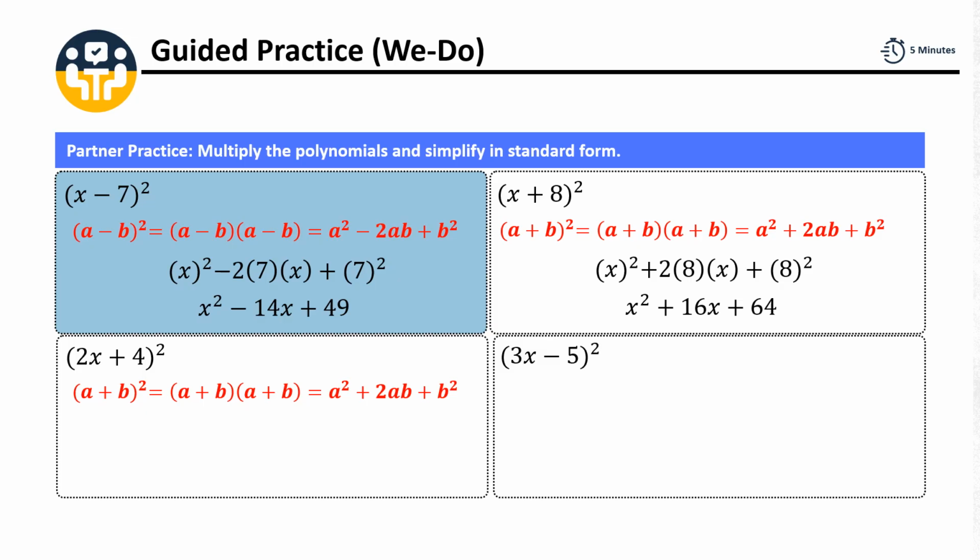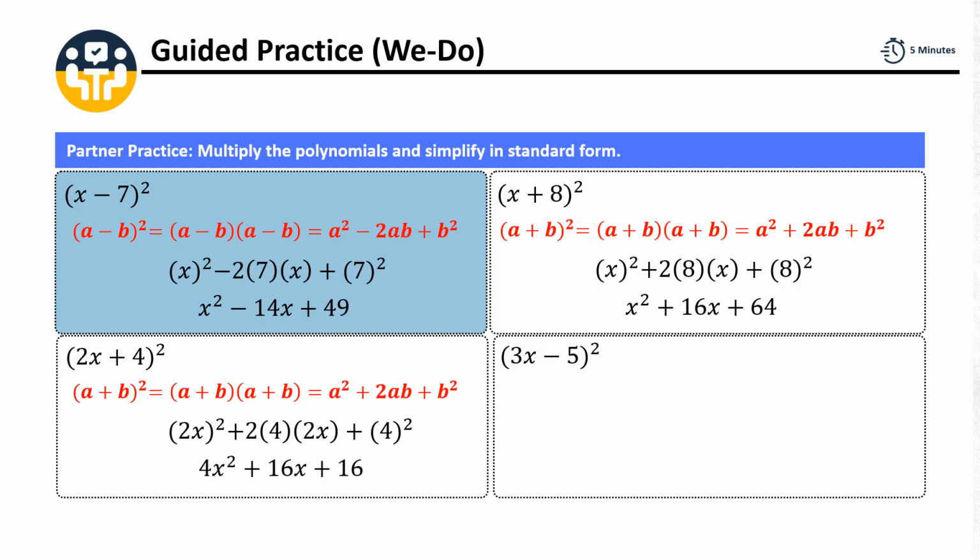So a would be 2x and b would be 4. So I would go ahead and plug those in. I would have 2x to the second power plus 2 times 4 times 2x plus 4 squared. In which case, my first term being 2x squared, I actually have to square both the number and the variable, in which case I would have 2 times 2, which is 4, and x times x, which is x squared.